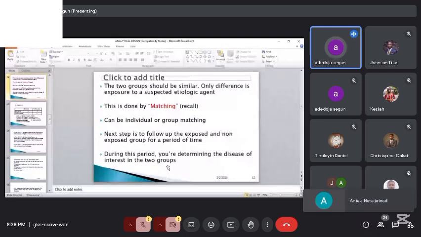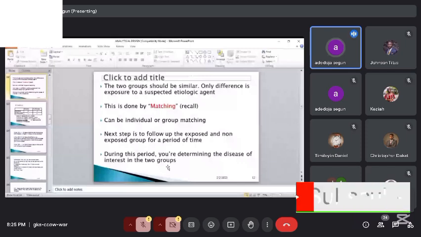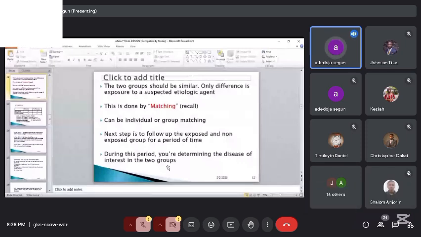The next step is to follow up the exposed and non-exposed groups for a period of time. Meaning that we observe the disease of interest that we have in mind. We are trying to see whether they will come down with it or not. During this period, you are determining the disease of interest in the two groups, the group that are exposed and the group that are not exposed.